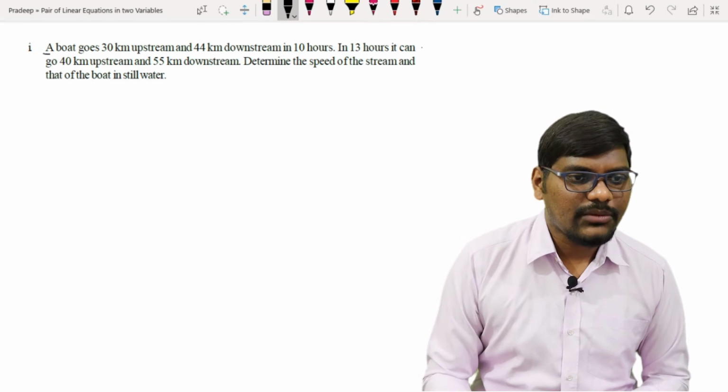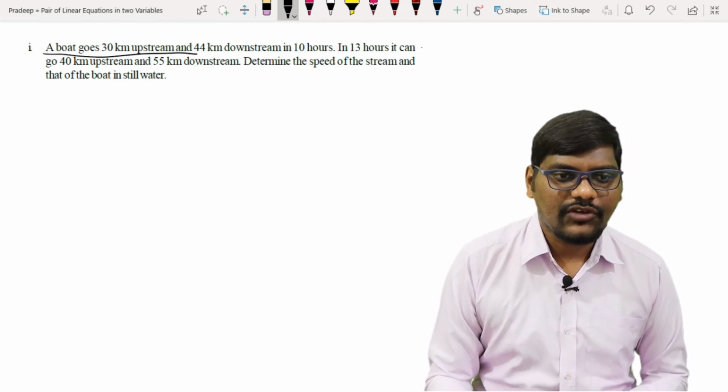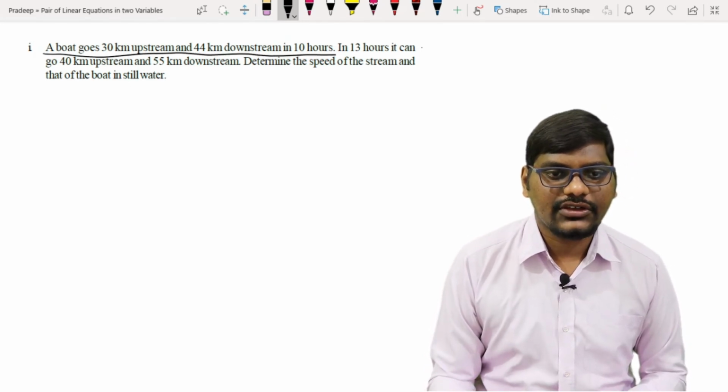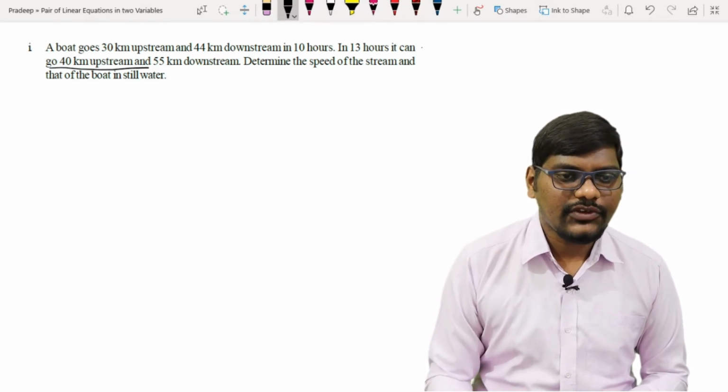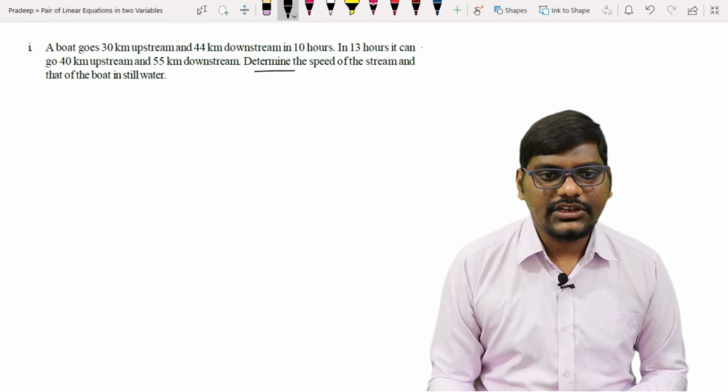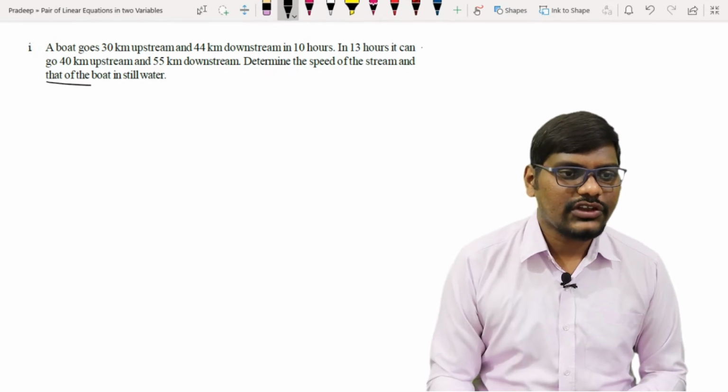The question says: a boat goes 30 km upstream and 44 km downstream in 10 hours. In 13 hours, it can go 40 km upstream and 55 km downstream. Determine the speed of the stream and that of the boat in still water.